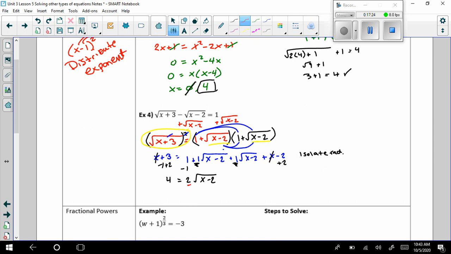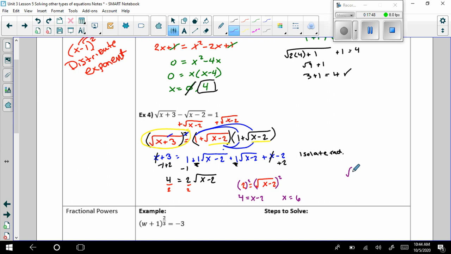All right? So divide by 2 on both sides. And I get 2 is equal to the square root of x minus 2. And then I square both sides. So you can kind of see the steps are the same. I've just had to start repeating them. So 4 equals x minus 2 and x equals 6. Make sure you check that.